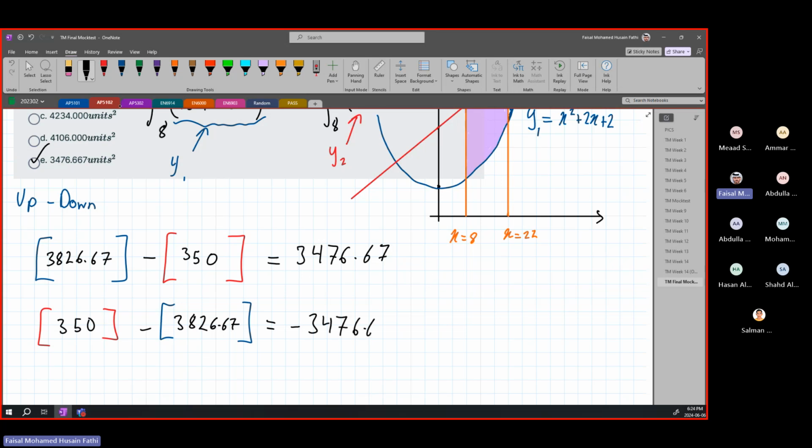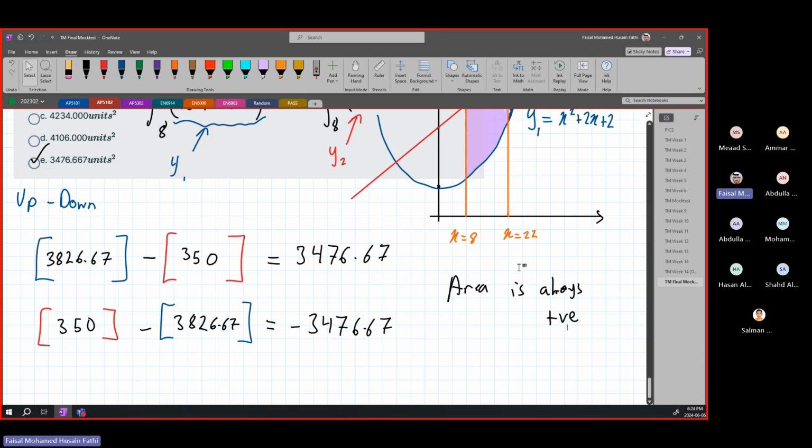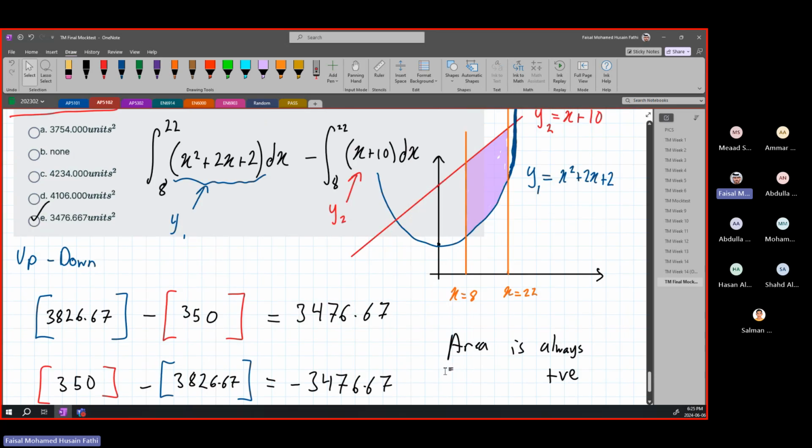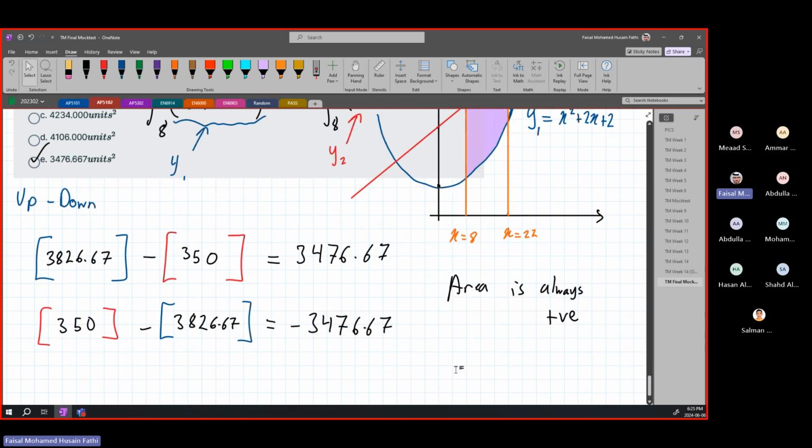And I told you area is always positive. All right? Area is always positive. Okay? معناته whatever value you get, you're just going to have to put the positive value of it. So it's going to be the absolute value of whatever number you get here.